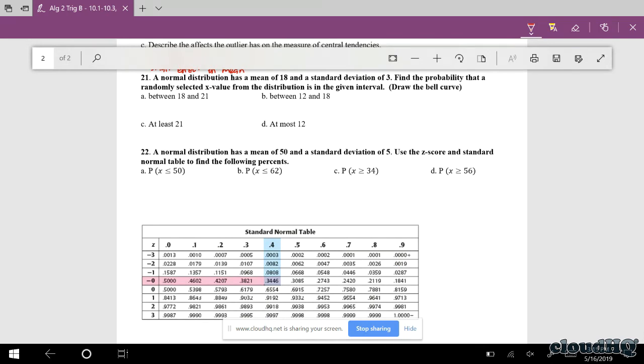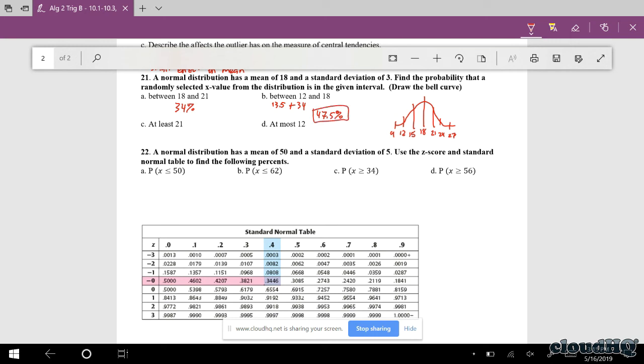All right, normal distribution. We know that smack dab in the middle is our 18, and then we're going by 3. So 21, 24, 27. If I work backwards, 15, 12, and 9. They say between 18 and 21. That is 34% of the data. I hope you have those numbers memorized. You need to. Between 12 and 18, that's the 13.5 and 34 added together. That's going to be 47.5%.